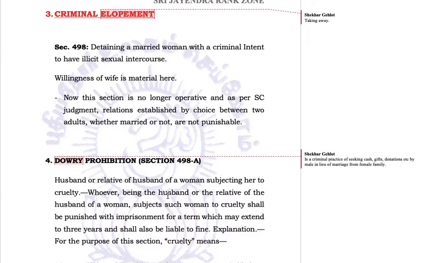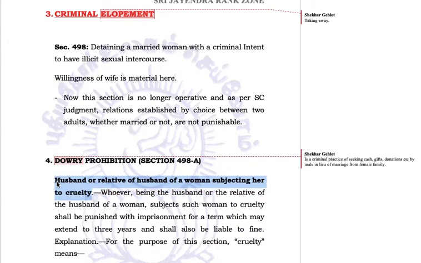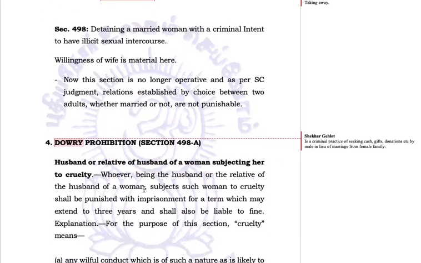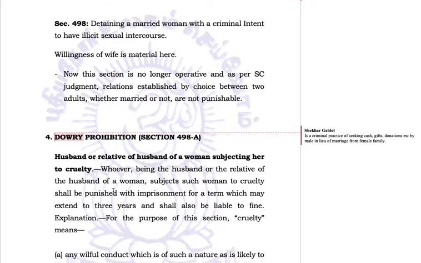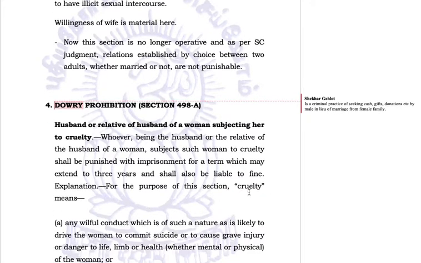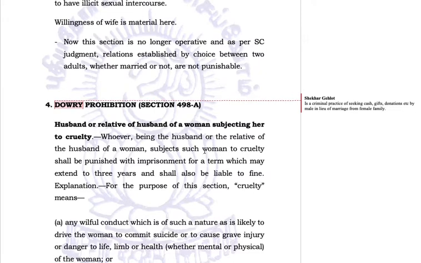This is the title of the section. Whoever, being the husband or relative of the husband of a woman, subjects such woman to cruelty shall be punished with imprisonment for a term which may extend to 3 years, and shall also be liable to fine. Now, what is cruelty? When it says the husband or husband's relative subjects a woman to cruelty, the law defines cruelty as well. What is cruelty?